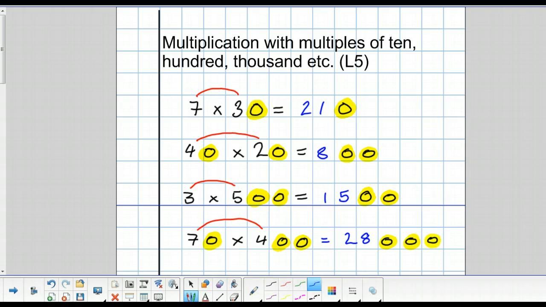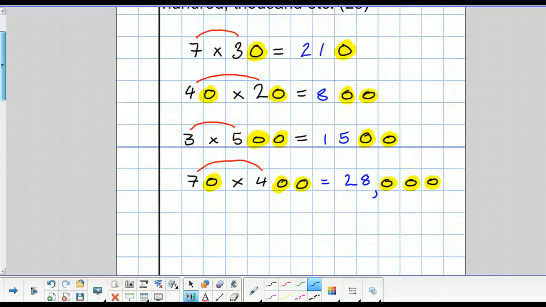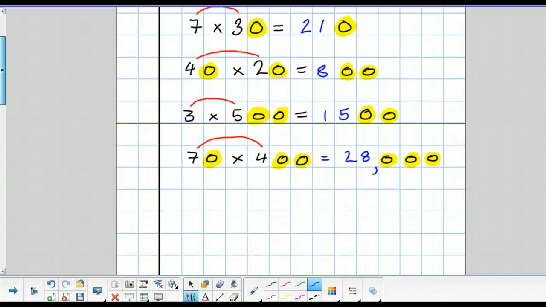That gives 28,000. Generally, when the answer has a lot of figures, we put a comma every 3 figures from the right. So the correct way to write that is 28,000.